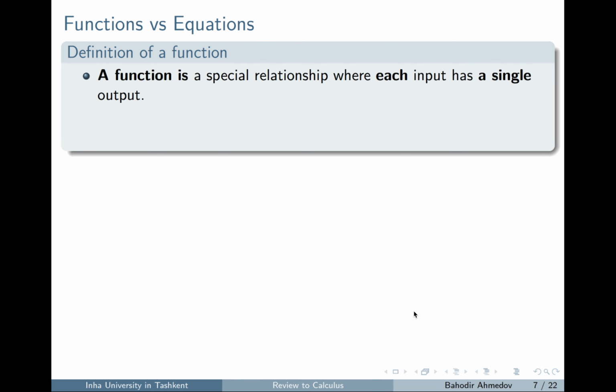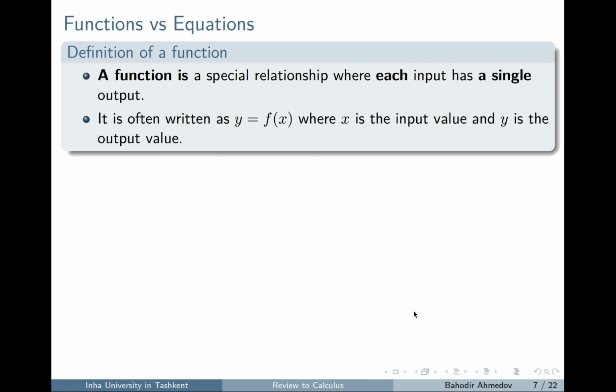Now let's discuss how to represent the curves using functions. The basic definition of a function is that it is a relationship between two sets where each input has a single output. So it is not possible for a function to give you two different outputs for the same input. Often we write y equals f of x, the function, where x is called the input and y is called the output value.